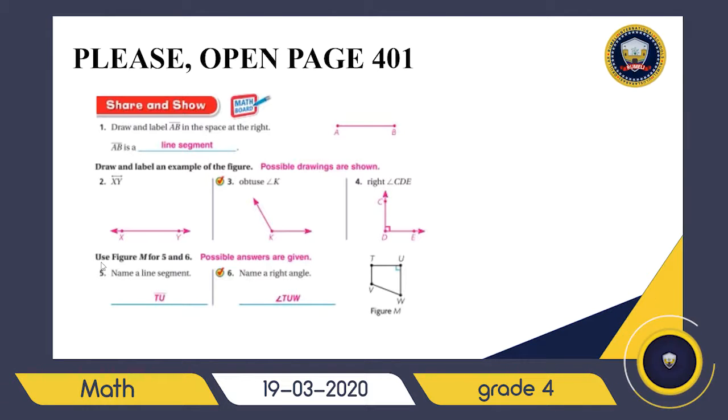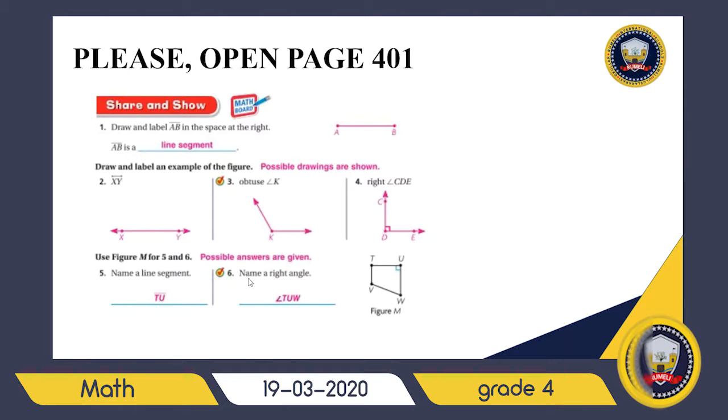Okay, let's check questions 5 and 6. It says use figure M for 5 and 6. Figure M here. It says name a line segment. It's already given here. TU is a line segment. TU is one of the line segments. The other one is U and W. If you want, you can write W and V or V and T. So there are 4 different line segments here.